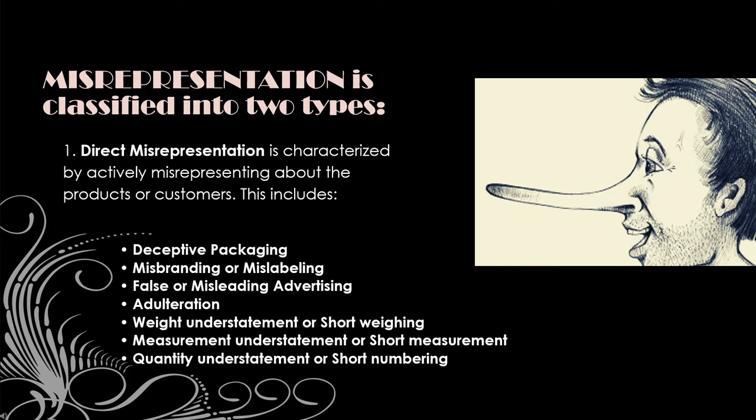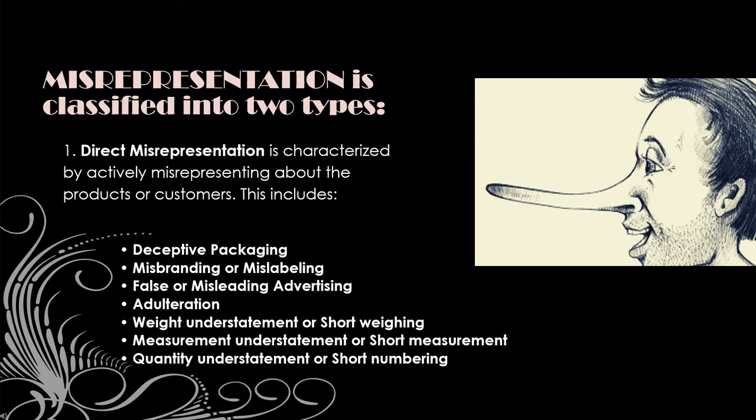Measurement understatement or short measurement. In short measurement, the measuring stick or standard is shorter than the real length or smaller in volume than the standard. Since we have the idea of weight understatement or short weighing, wherein the weighing scale is tampered with in order to register more weight than the actual weight, in short measurement, the business establishment uses a measuring stick that is shorter than the real length.